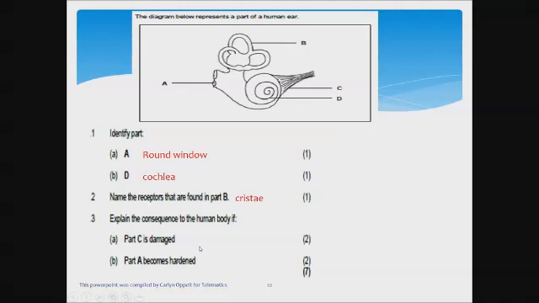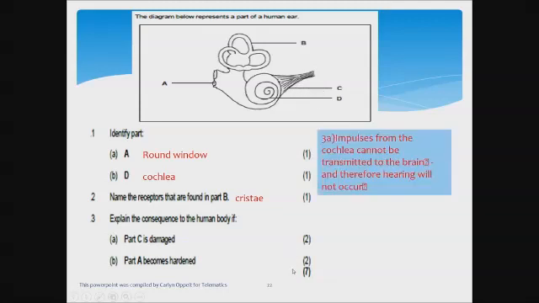Then explain the consequence to the human body if part C is damaged. Part C is the auditory nerve. What happens if that is damaged? Of course, no impulses from the cochlea can be transmitted to the brain, so you'll be deaf. No hearing can occur because nothing will be interpreted.